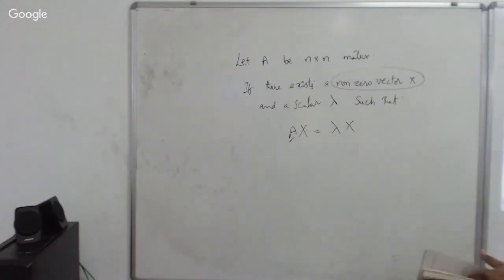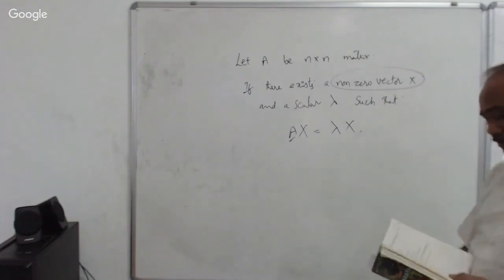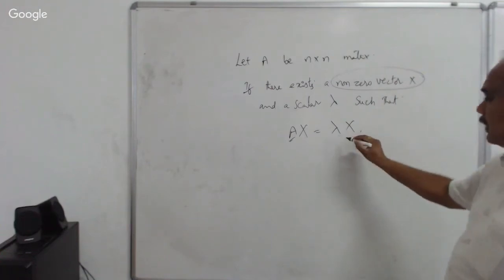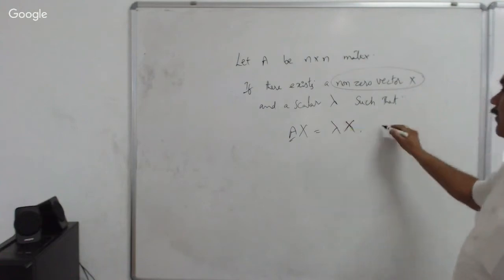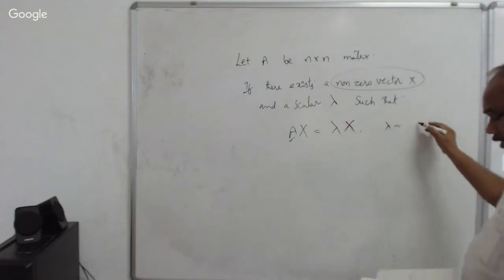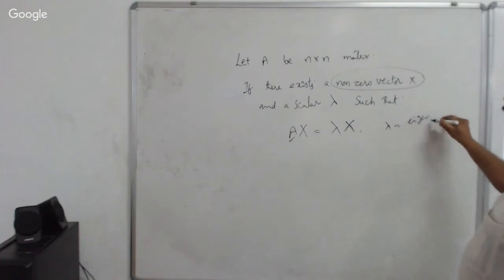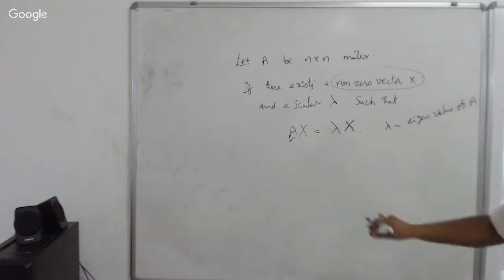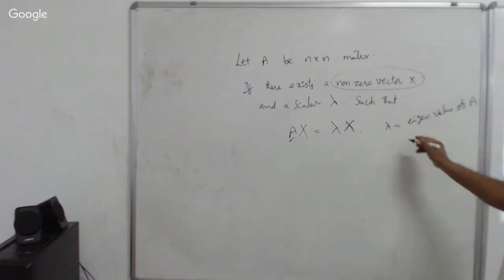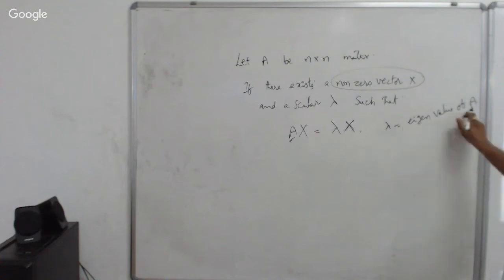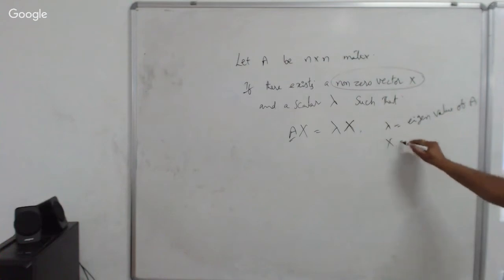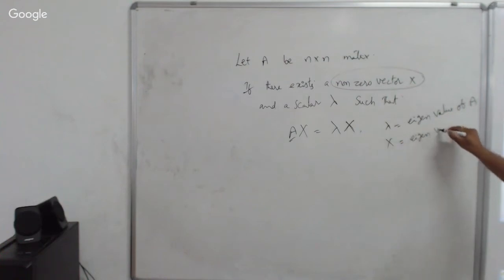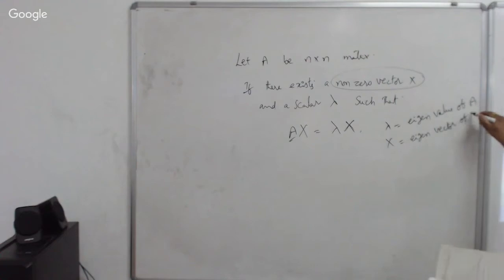Here, lambda is called, hold on. If you can write it in this form, then lambda is called an eigenvalue of capital A. No doubt at all, here lambda is called eigenvalue of A, and x is called eigenvector of A.